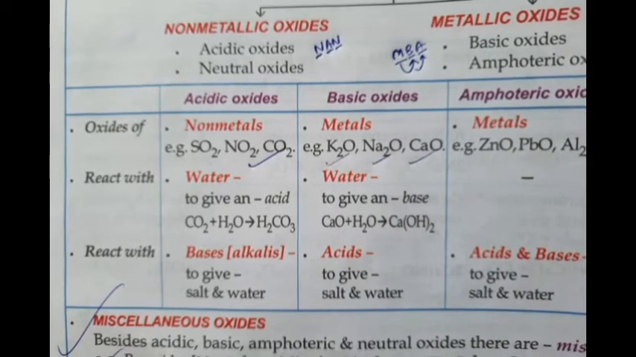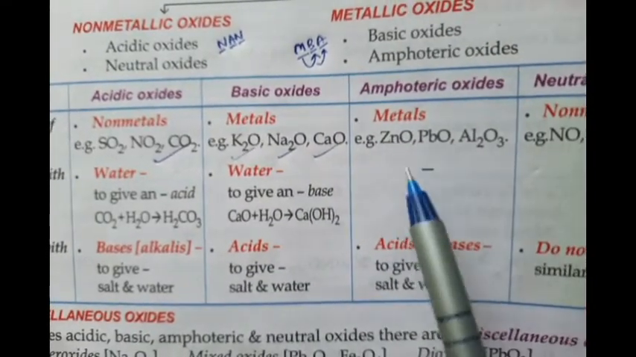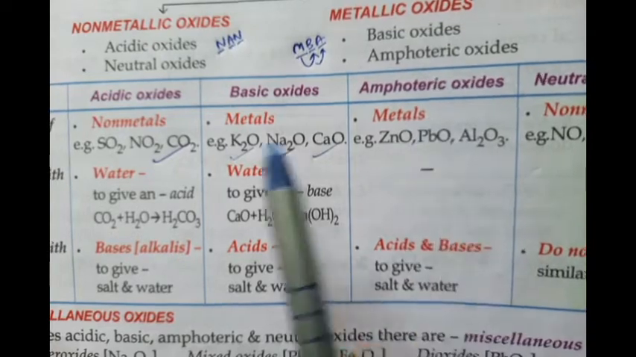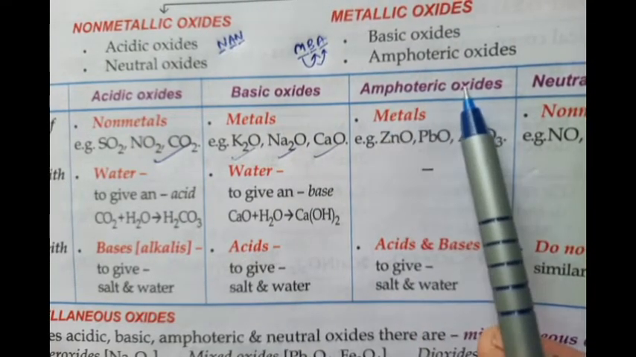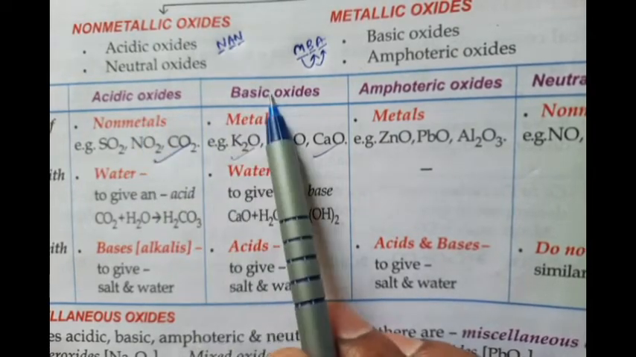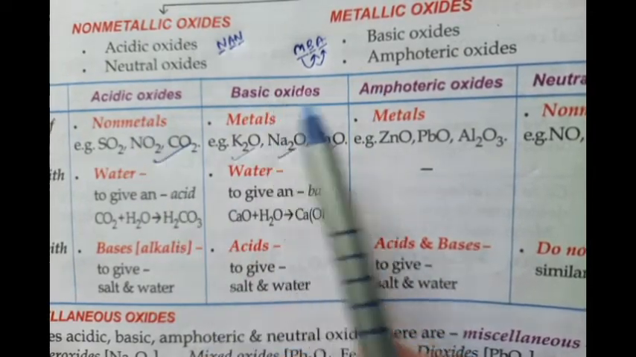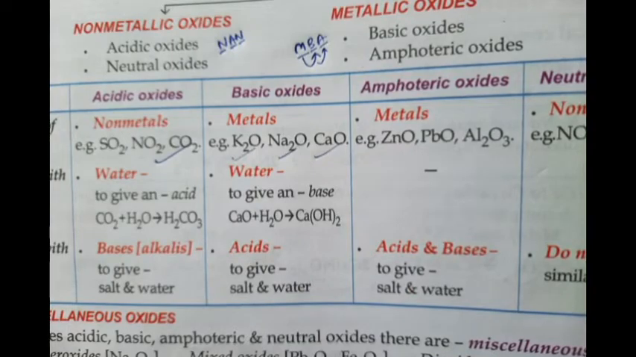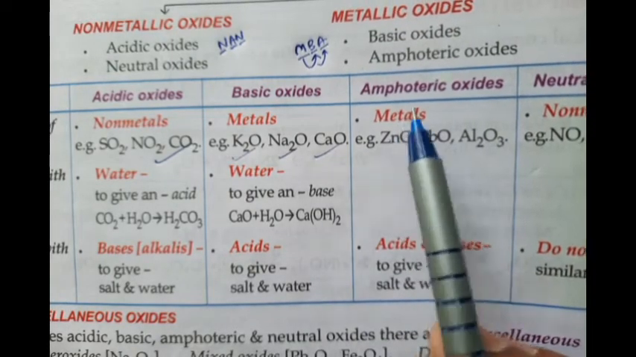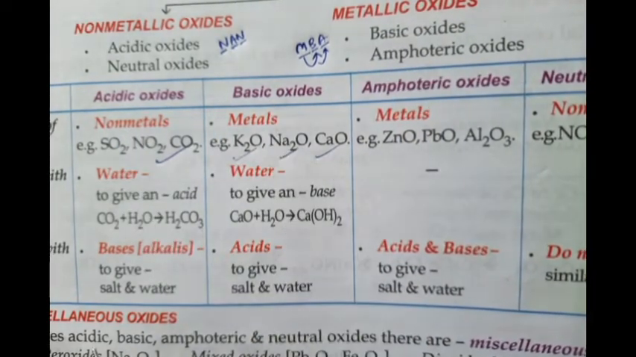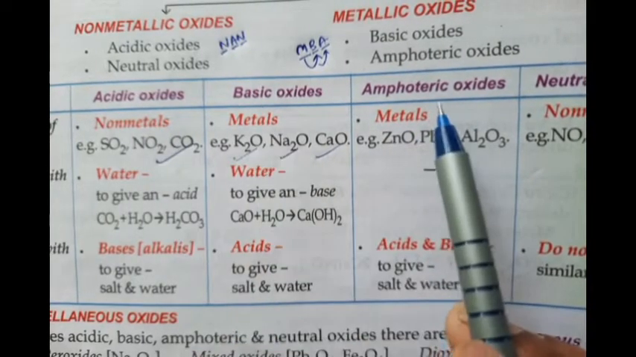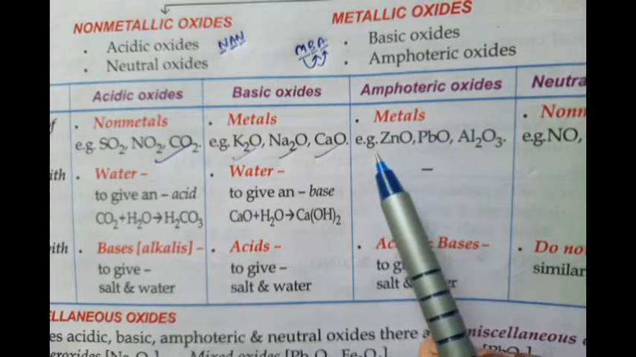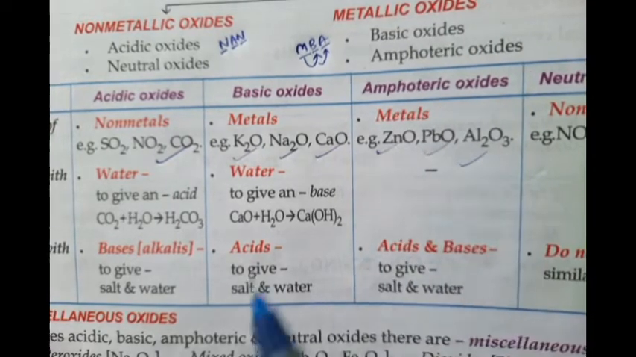Just remember the examples. And amphoteric oxide means those oxides which can act as both acidic and basic oxide. Those who can act as both, like when you say amphibian, they live in water and land. So here amphoteric means the one which can act as both acidic and basic oxide. So the oxide which can act as both acidic and basic oxide is called amphoteric oxide. Examples are zinc oxide, lead oxide, aluminum oxide.